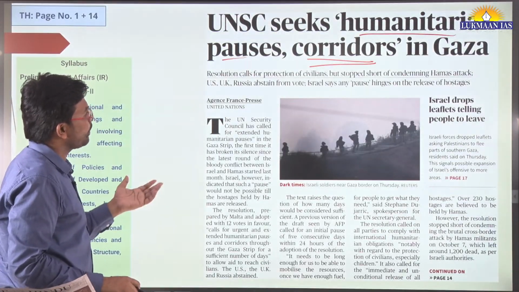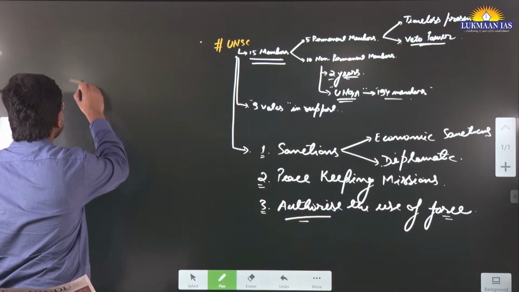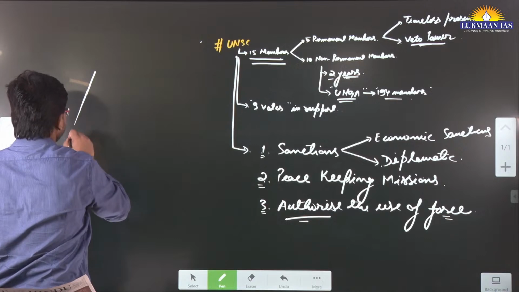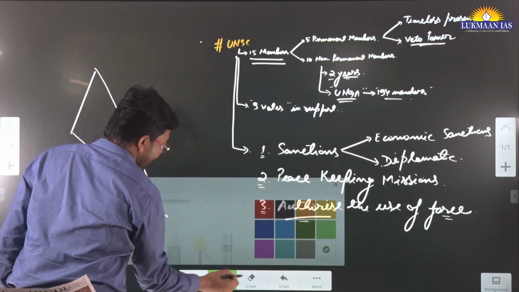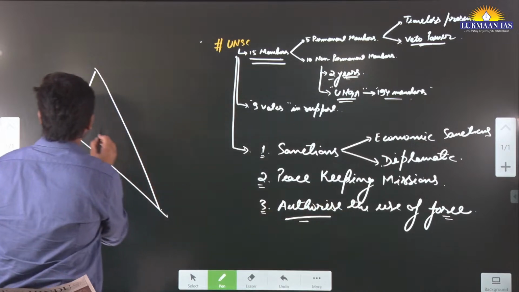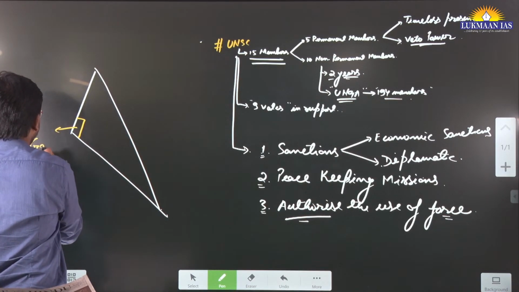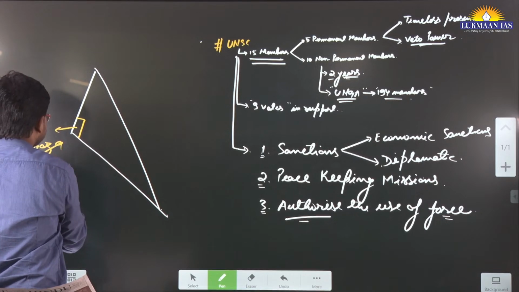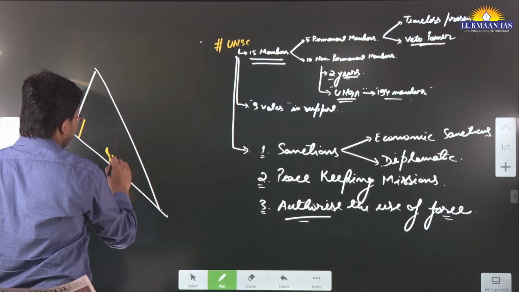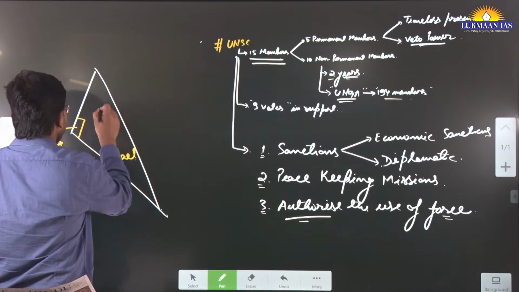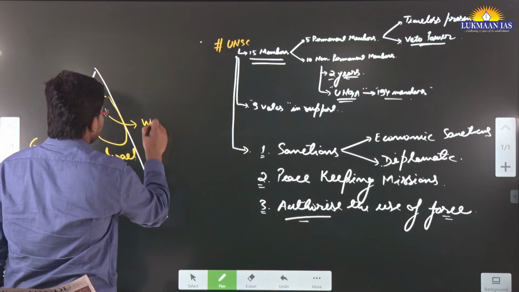So we have discussed this article, and let me quickly draw the map of Gaza Strip, if you wish to understand this particular situation. This is just a rough map. So this is the location of Gaza Strip, and this is the location of Israel, and over here we have West Bank.